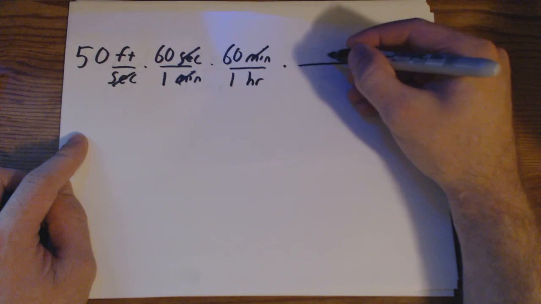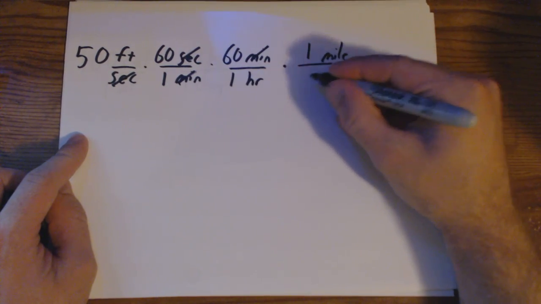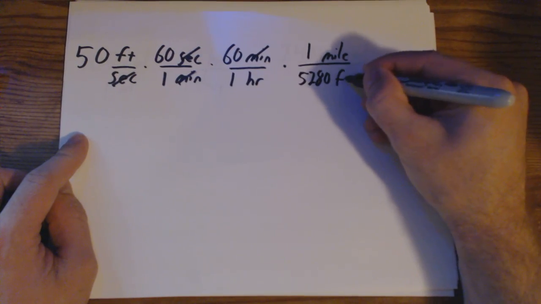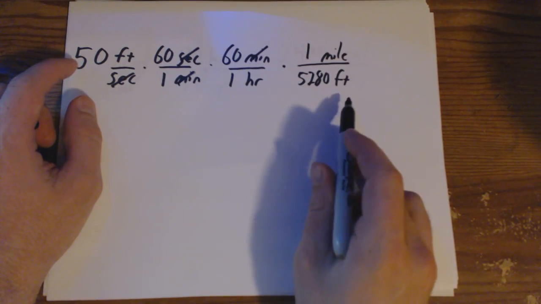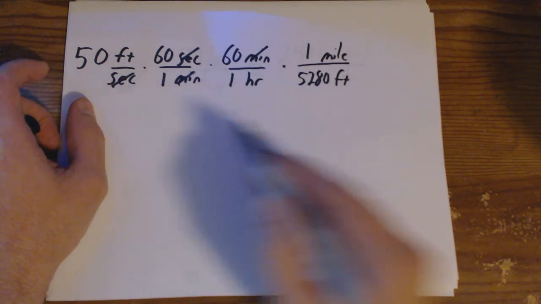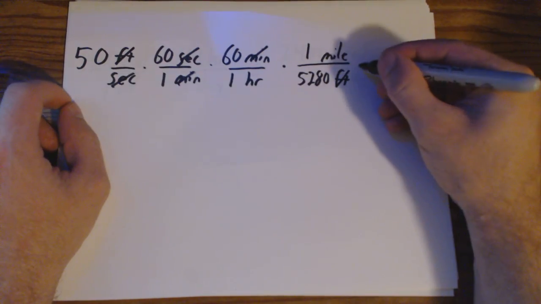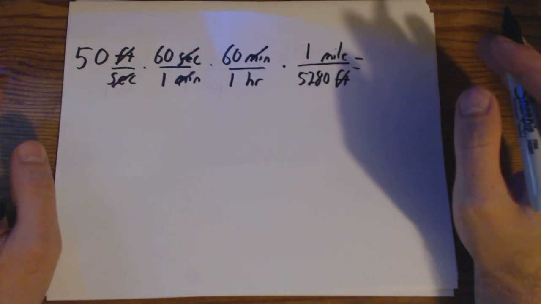We know that if you go 1 mile, you're going to have to go 5,280 feet. Now, even though these feet are really far apart, we're multiplying. We can still cross-cancel all the way from here to here. So we can cancel out that feet and feet. Now, we're going to round this to the nearest whole number when we get there.